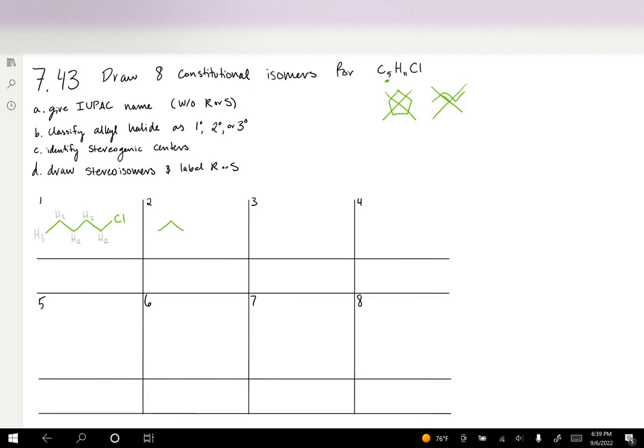So for these first ones, I'm just going to move the chlorine around like that. And now that's as many unique shapes as I can make by just moving the chlorine. If I were to put it on this carbon here, it would just be this structure, but flipped.